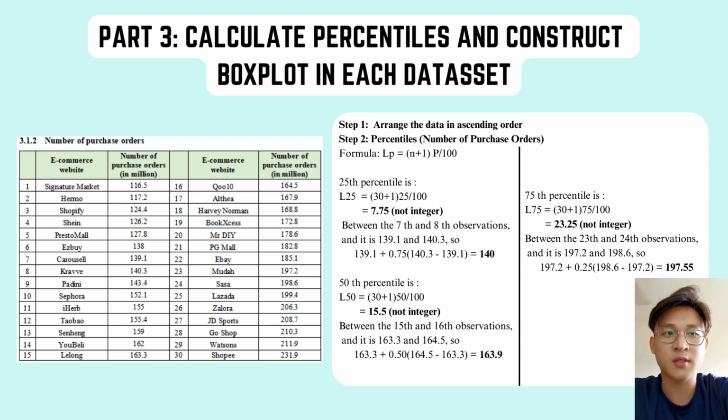For the 75th percentile, it's still the same as the number of visits. We will get the answer, which is 23.25. So 197.2 plus 0.25 times (198.6 minus 197.2). We will get the answer, which is 197.55.